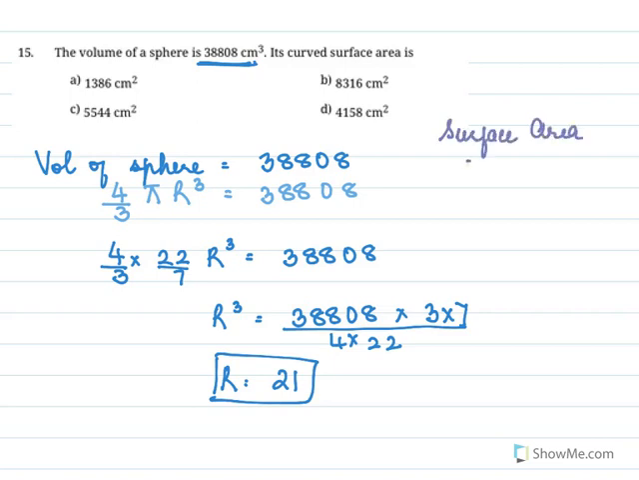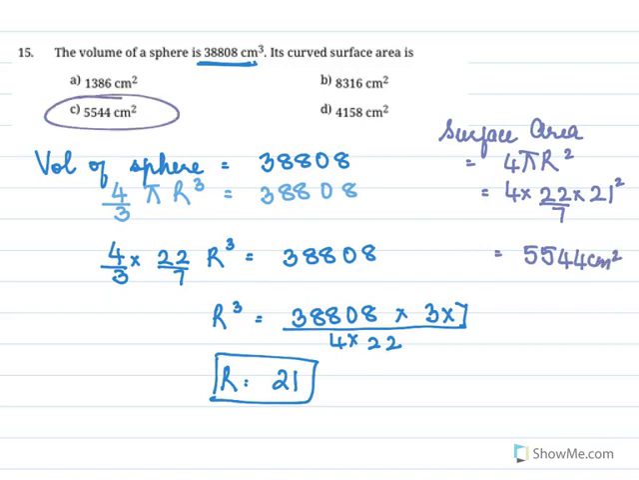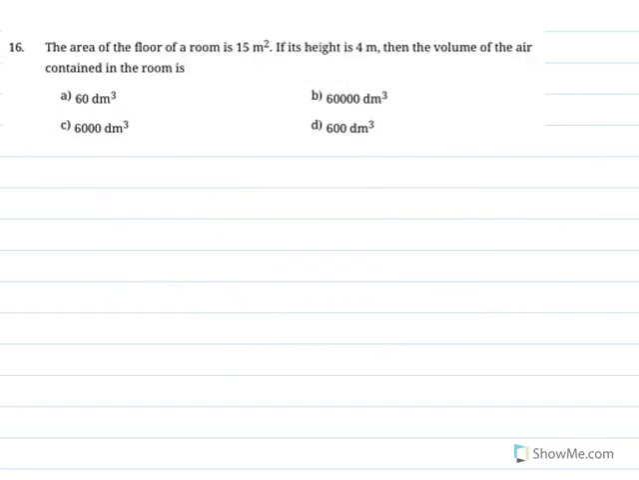Surface area of a sphere is 4 pi r square. 4 pi is 22 by 7, r square, 21 square, 21 into 21, which is now equal to 5544 centimeter square. So the right option is 5544 centimeter square.